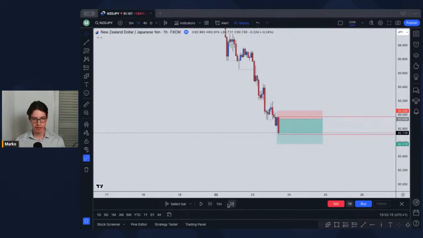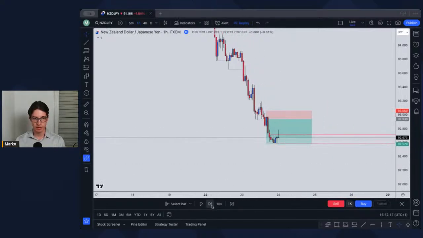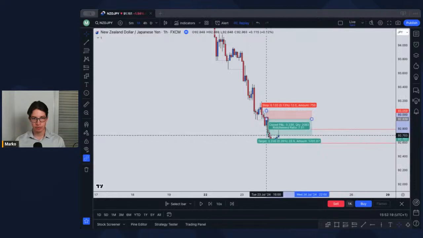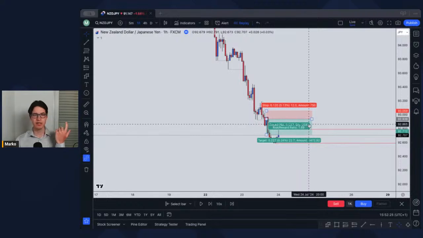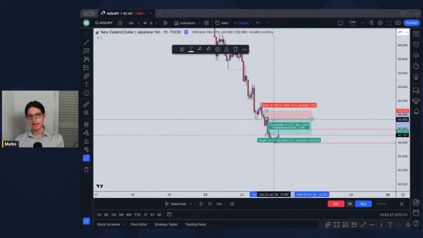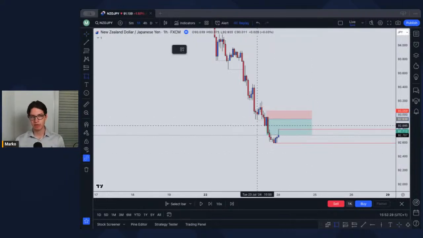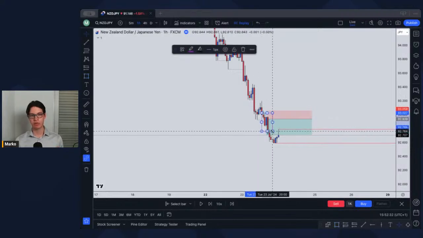Tagged you in and then dropped. And you would be out right here if you were using our trade management. So you would get taken out for around 1.8%, something like that. Again, this is the same trade that happened on the Aussie Japanese yen and on the Euro Japanese yen. I personally took it on the Euro Japanese yen.